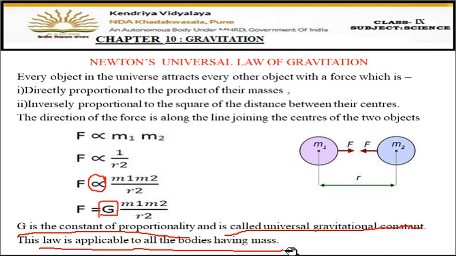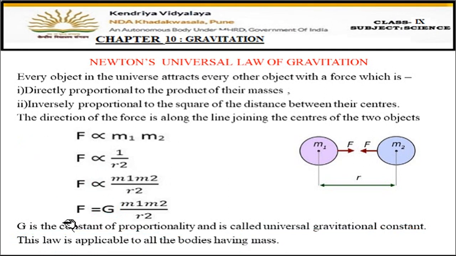All the bodies, wherever they are present, if they have mass, then this force is applicable to them, right? So any two objects present in the universe have an attractive force between them, and that force can be given by the formula F is equal to G m1 m2 upon r squared, where G is the constant of proportionality, m1 is the mass of body 1, m2 is the mass of body 2, which have to be multiplied here, and r squared is the square of the distance between the two masses, right?